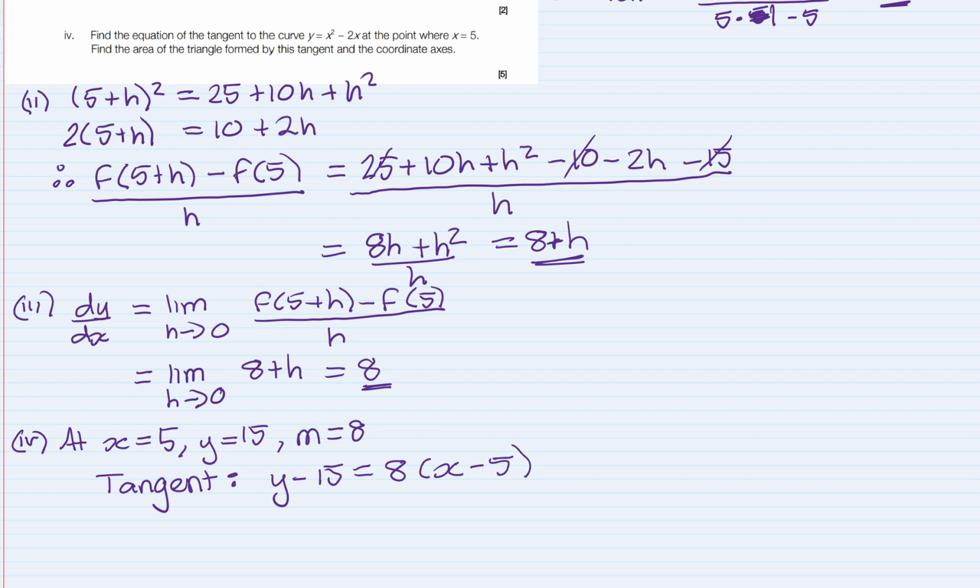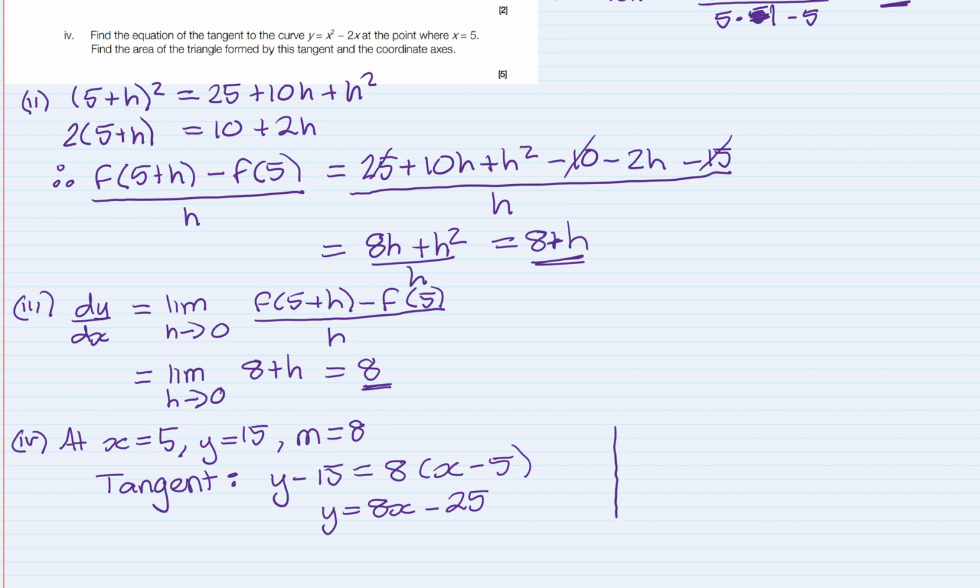And they haven't asked me for that in a particular form, so I'm just going to simplify this, and I've got y equals 8x minus 40 plus 15, which gives me minus 25. So I've got an equation for my tangent. So we found the equation of the tangent at that point. It now wants me to find the area of the triangle that is formed by that tangent and the coordinate axes. So let's just think what we know about this tangent.